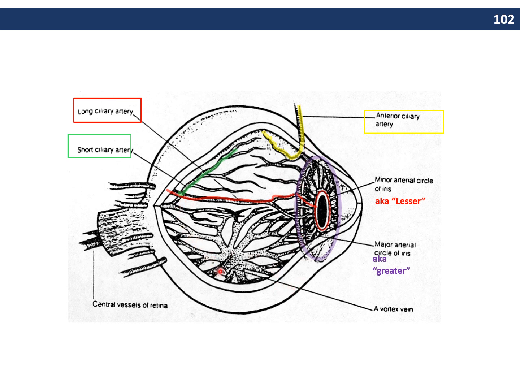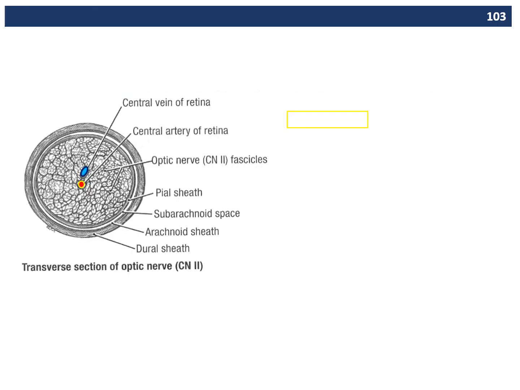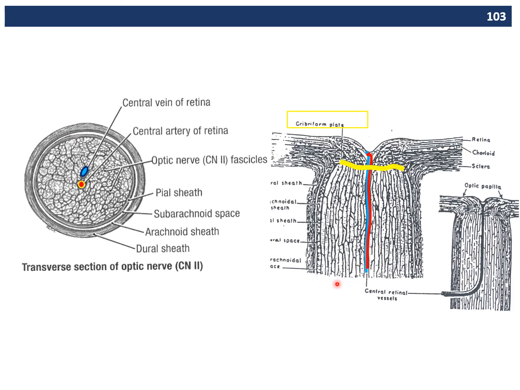Also shown on this image are vortex veins, which drain the middle tunic, and these vortex veins then connect with the inferior ophthalmic vein or the superior ophthalmic vein to then drain the eyeball. We've already talked about that. I've already shown you that.